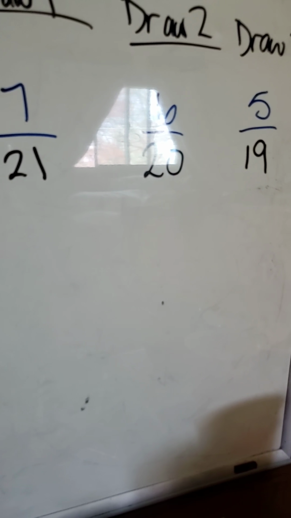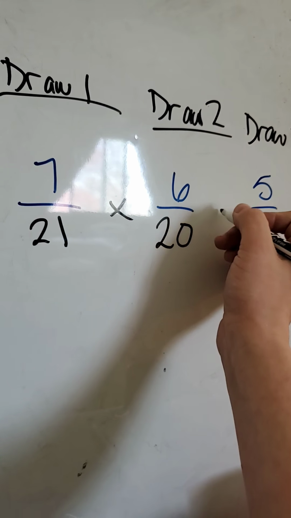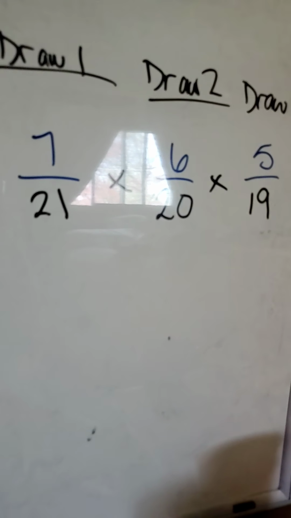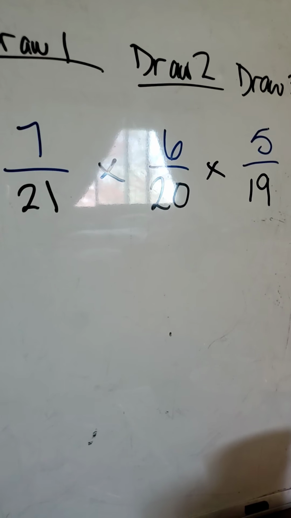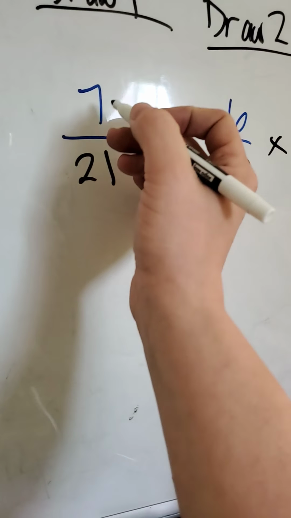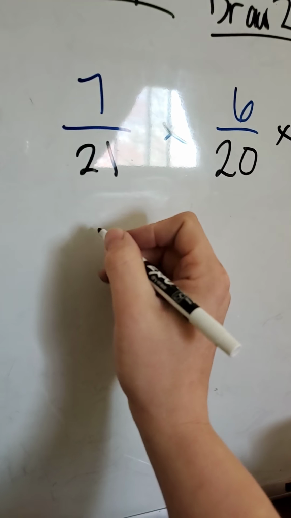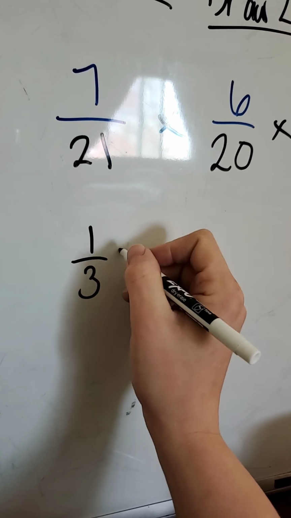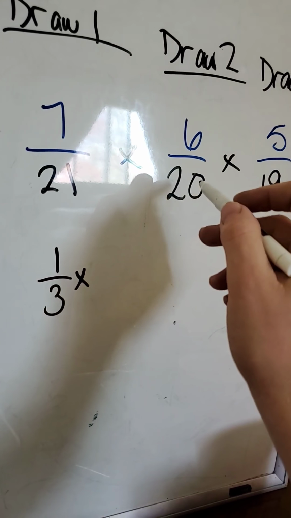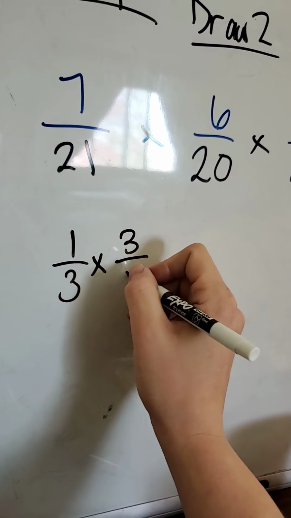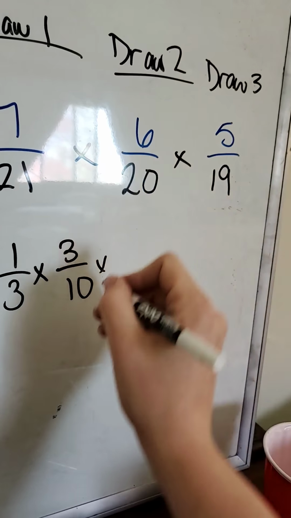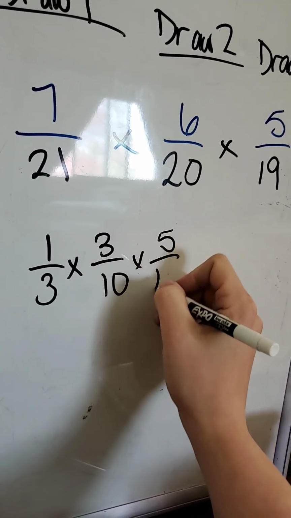To find the probability of multiple events happening, you have to multiply the probability of all the events happening. All right, so let's do that. We have to do this times this times this. All right, and I'm going to make my life a little easier and simplify these fractions first. 7 out of 21 is the same thing as 1 over 3. 6 over 20 is the same thing as 3 over 10. And 5 over 19 is already in simplest form.